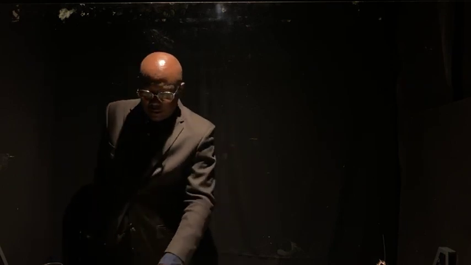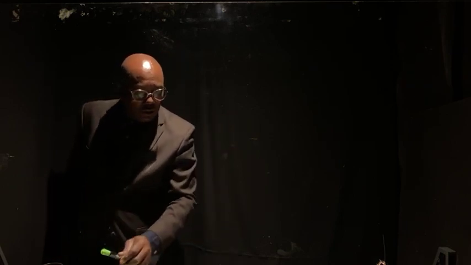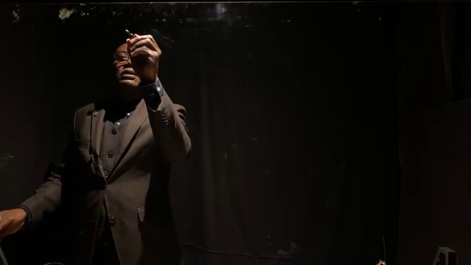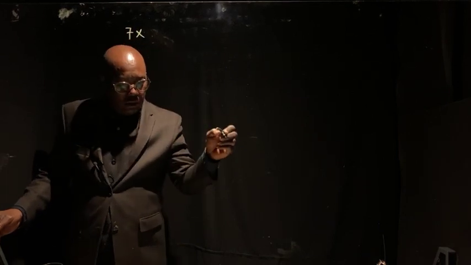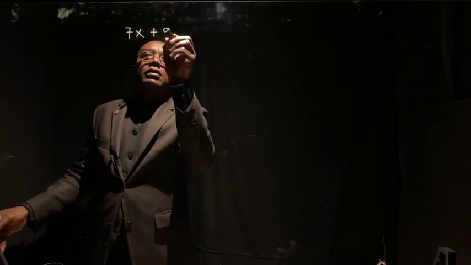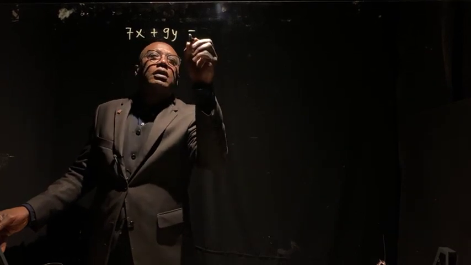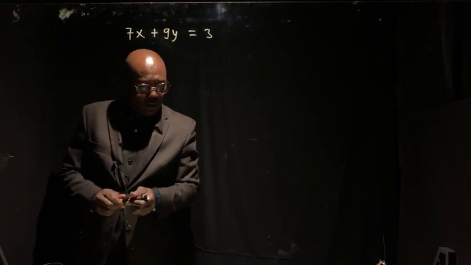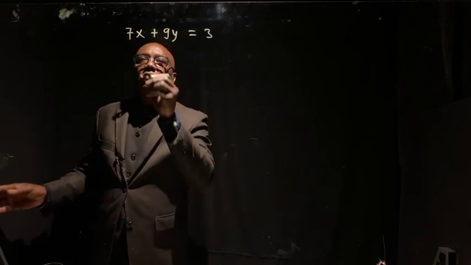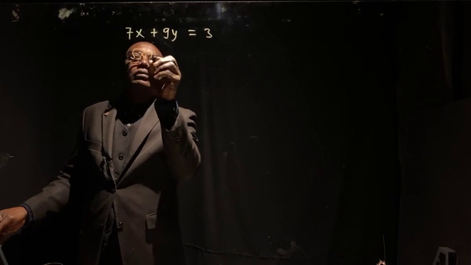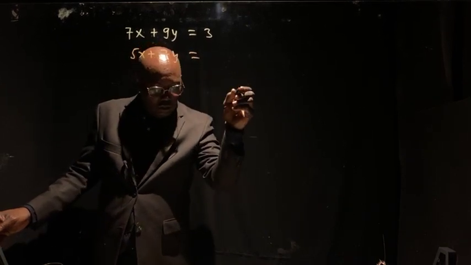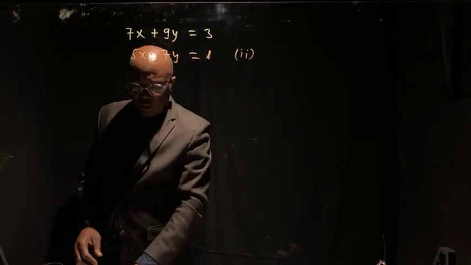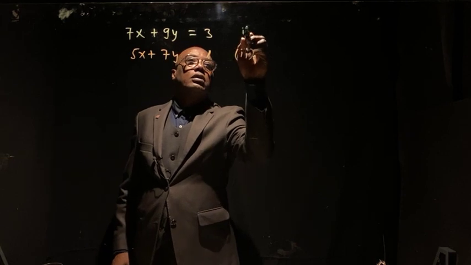Let's take the question. The question says to solve the equations. Here, two equations are given, and it is 7x plus 9y equals 3. And the second one says that it is 5x plus 7y equals 1. I'll call this one equation 2, and I call this one equation 1.